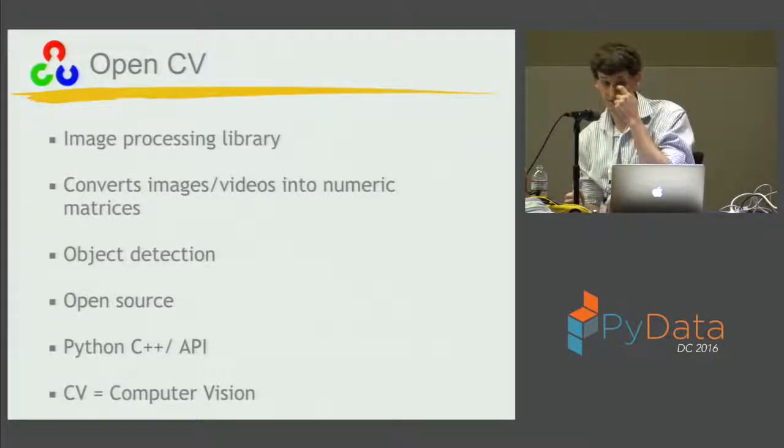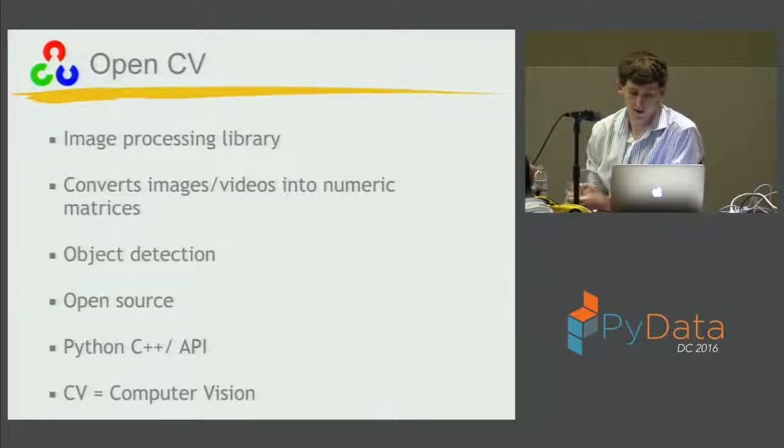OpenCV does a lot of things. If you're trying to install it on the Raspberry Pi, it's going to take a lot of space. But basically, it converts images and videos to matrices.